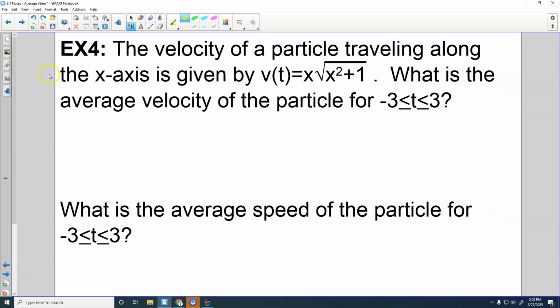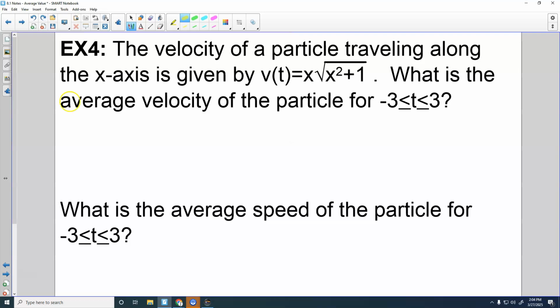All right. So to see an example of this, it's more in being applied. You've got the velocity of a particle traveling along the x-axis is given by v of t equals x square root of x squared plus 1. What is the average velocity of the particle from negative 3 less than or equal to t less than or equal to 3 here? So in this case, we're going to ask for average velocity, and then it's going to ask us for average speed, which is going to be a little bit different here. So let's just start with average velocity then.